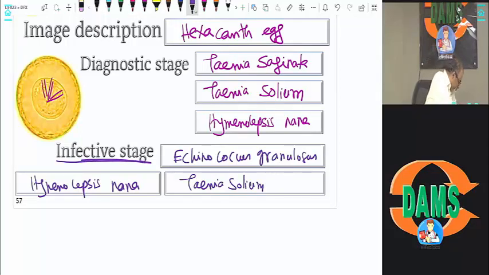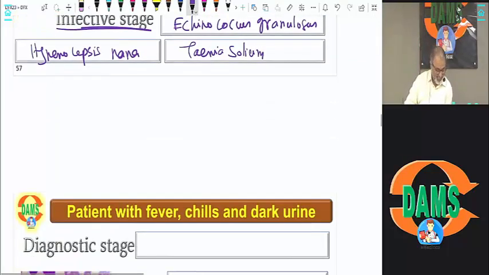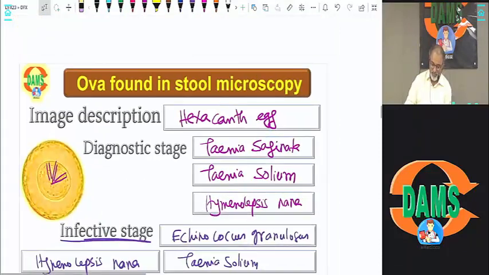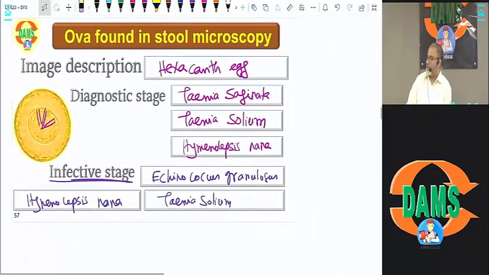Okay. Give me a minute. Just a minute. Yeah, energy like Chota Bheem. Right. Listen to me. This is ova found in stool microscopy.